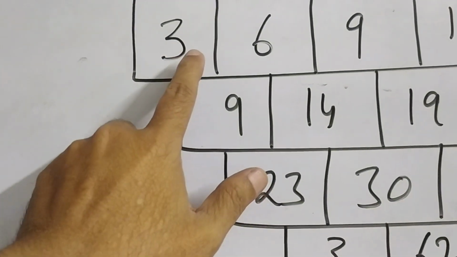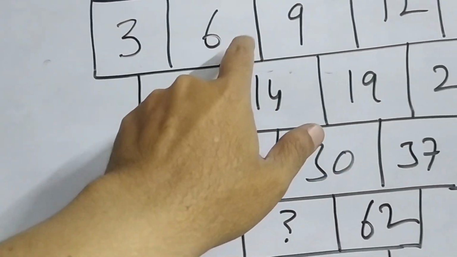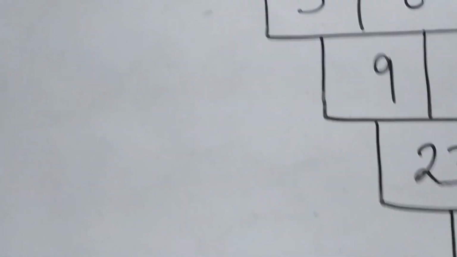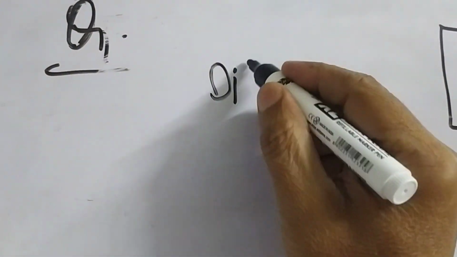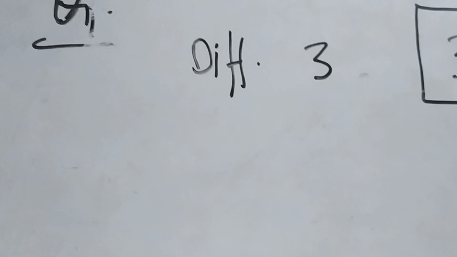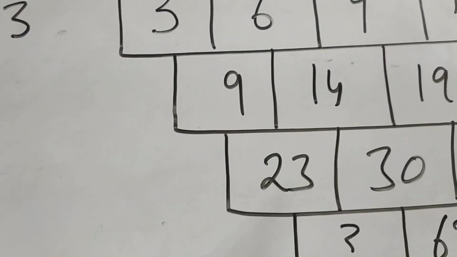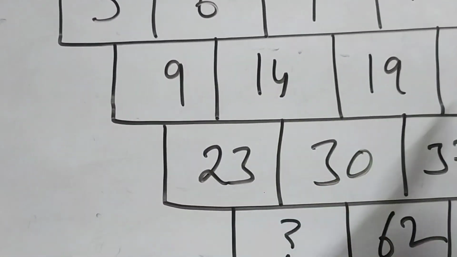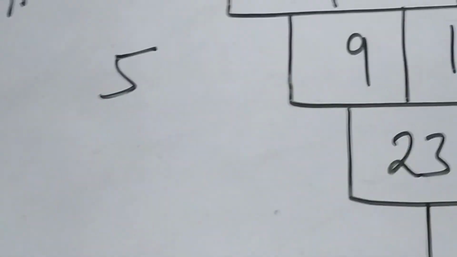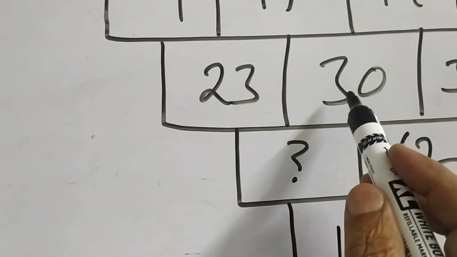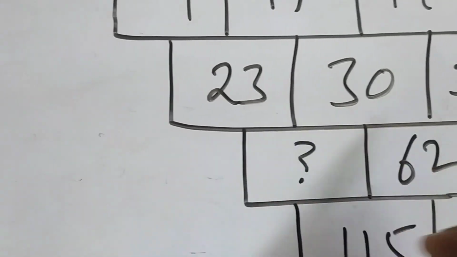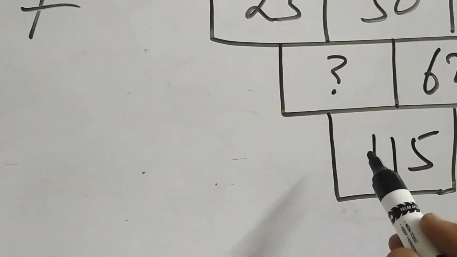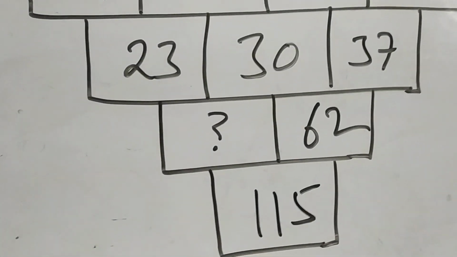We have a difference of 3 between 3 and 6, 3 between 6 and 9, 3 between 9 and 12, and 3 between 12 and 15. Here, 9 to 14, this difference is 5. You can write the difference. In this line the difference is 3, and here 14 minus 9 is 5, 19 minus 14 is 5. Here the difference is 5, and in this line 30 minus 23 is 7, and the same 7. But here the number is not there.